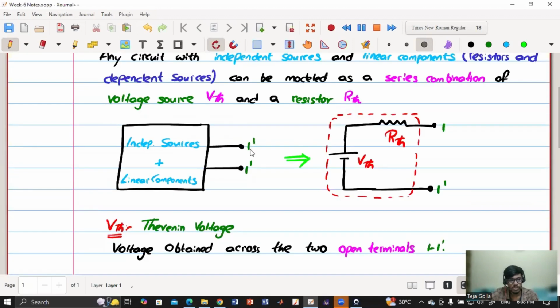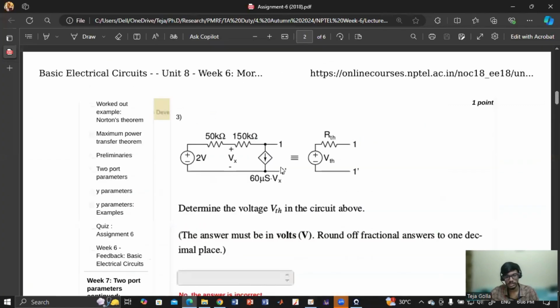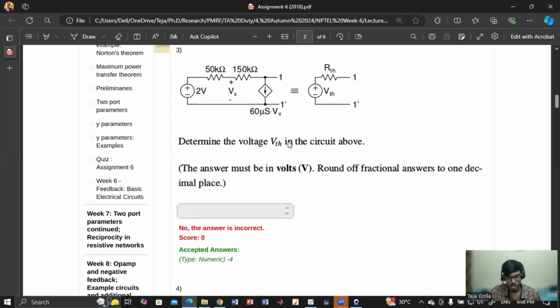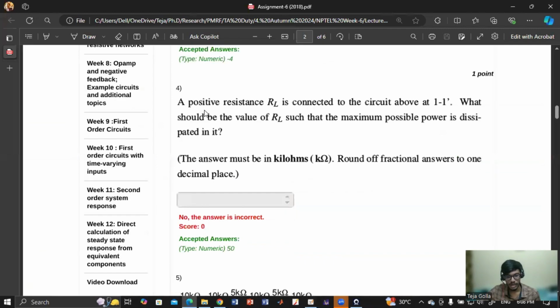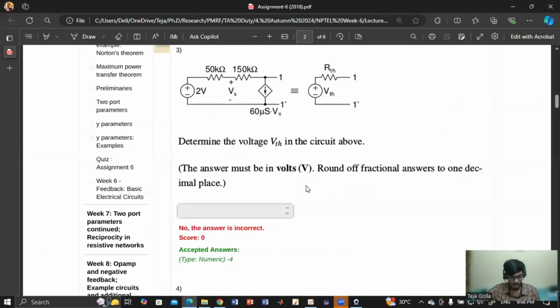Before we go further into Thevenin's theorem, let us quickly solve one problem. I'm considering this. In this question, they are asking what the VTH in the circuit is, and in the second question, they have asked something else. Let us quickly solve.